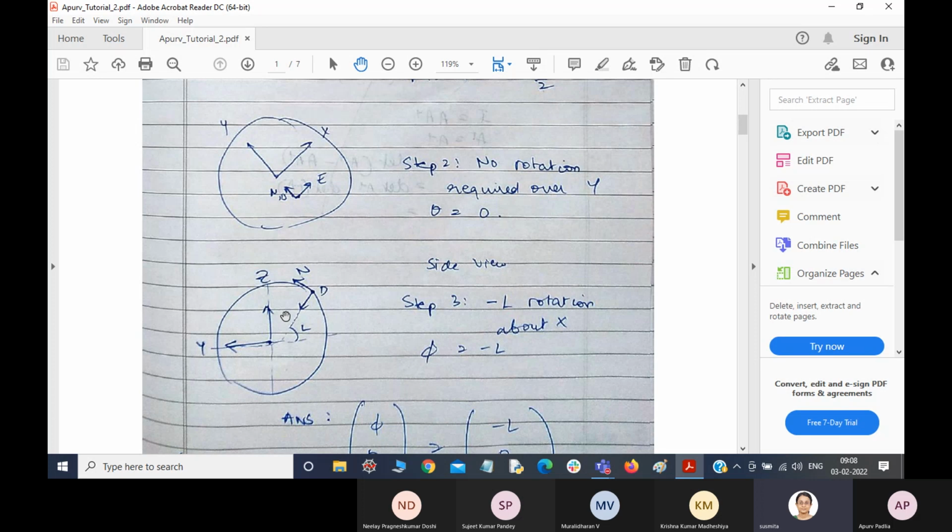But that intermediate thing is not right. They are not along north and east. Understood, ma'am. That you have to correct. And the final frame has to be NED. Okay. Got it, ma'am.